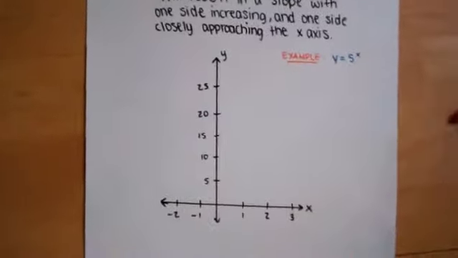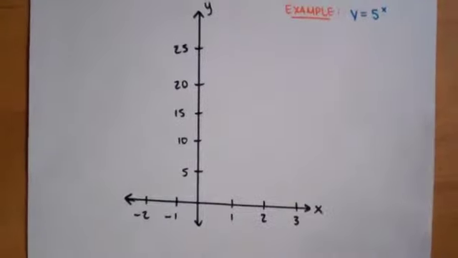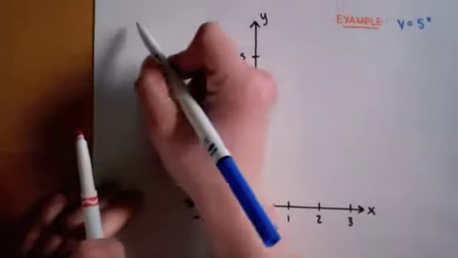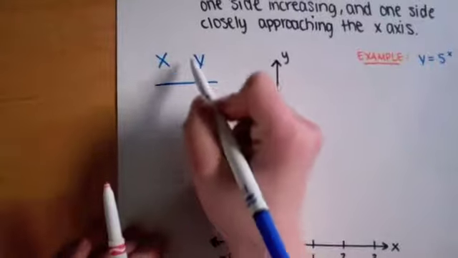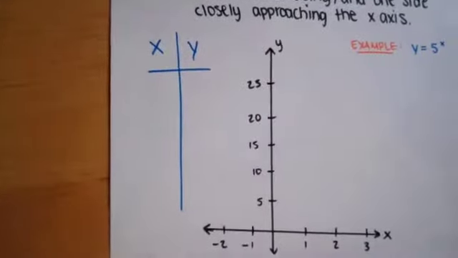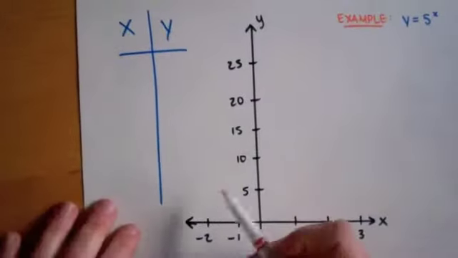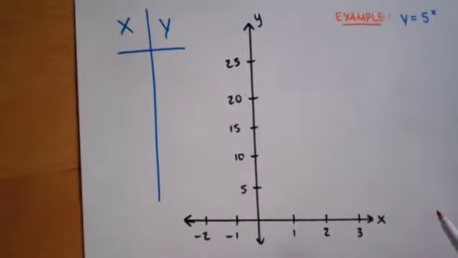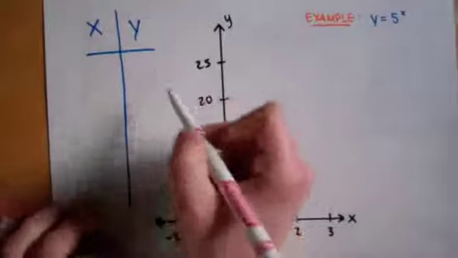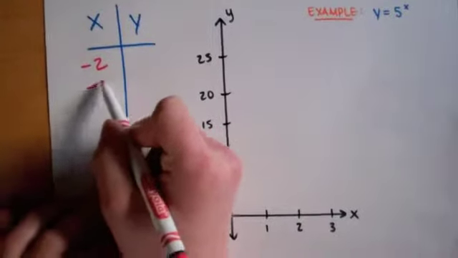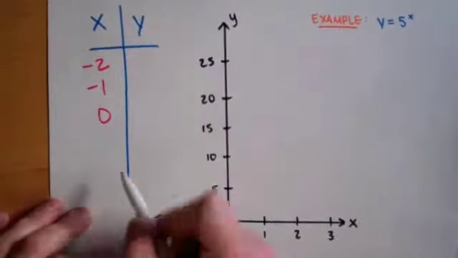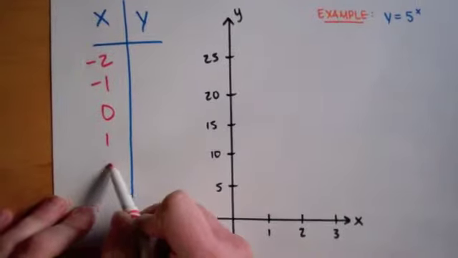And so how you solve one of these, first of all, you're going to set up an xy chart. Alright, so let's see, for our x's, we're just going to use simple numbers at the bottom here. So let's do -2, -1, 0, 1, and 2.